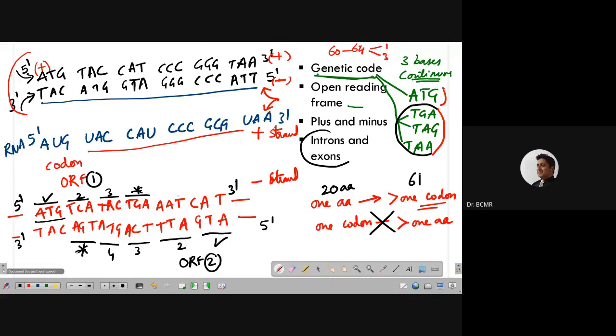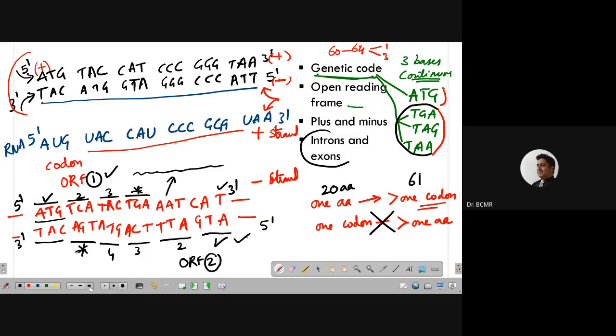To produce a template for ORF1, I need the bottom strand to act as template. Only then you will get mRNA that is similar in sequence to this. If I want the ORF of the lower strand to be expressed, then the top strand should act as template. Don't worry if you feel confused. We will look at these in the next class with more details.